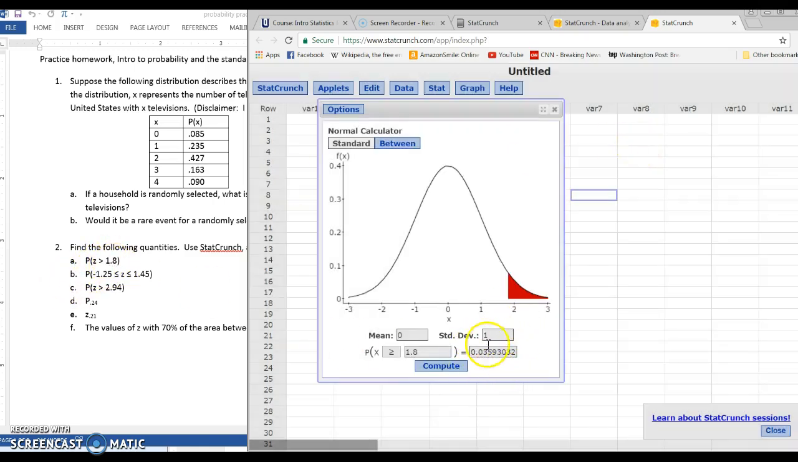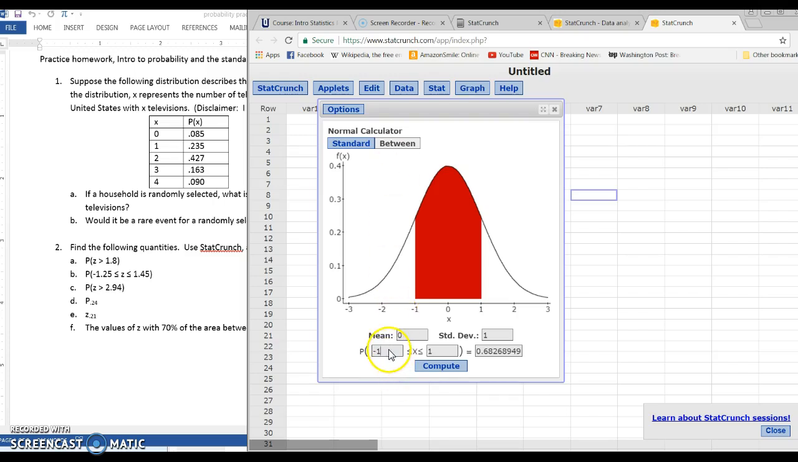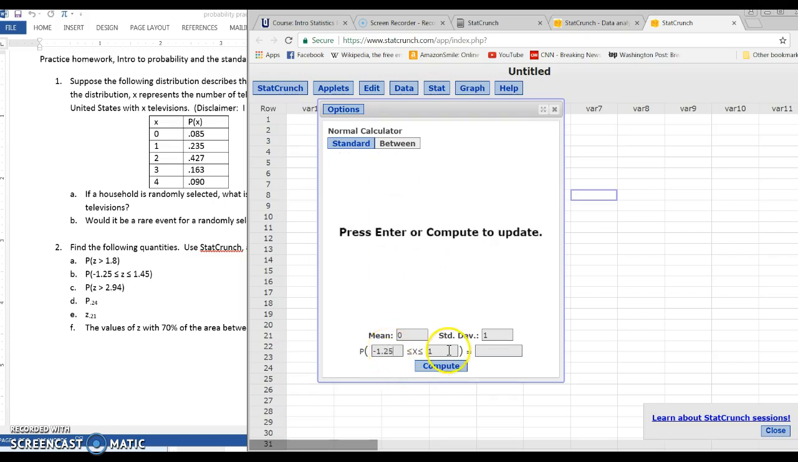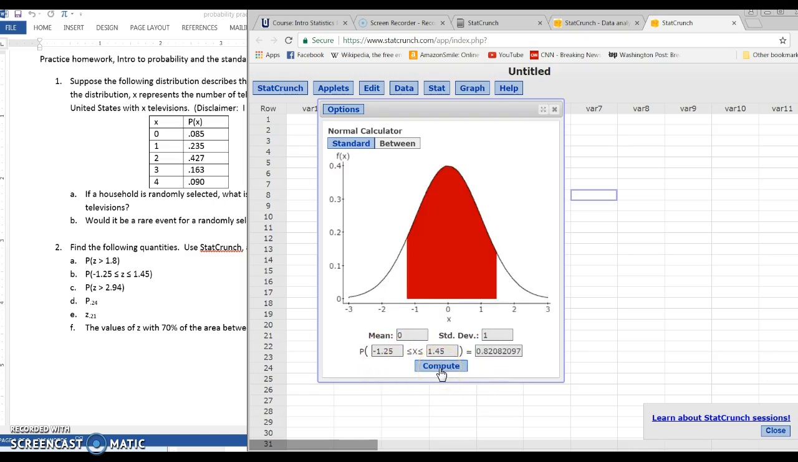All right, so question 1, 0.0359. Question 2, part B. That's a between one, so we change from standard to between. And we get negative 1.25 and 1.45. So the problem says z is between those values, so we just put those over here and hit compute. Our answer is 0.8208. So there's an 82% probability.